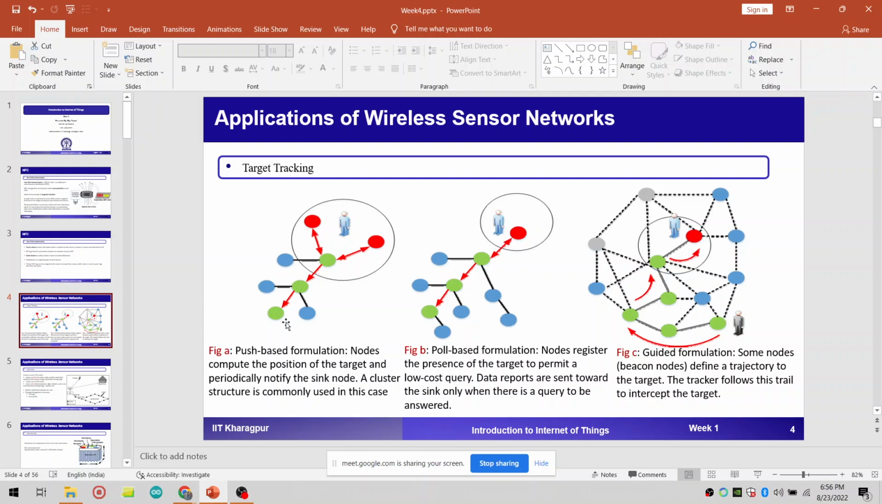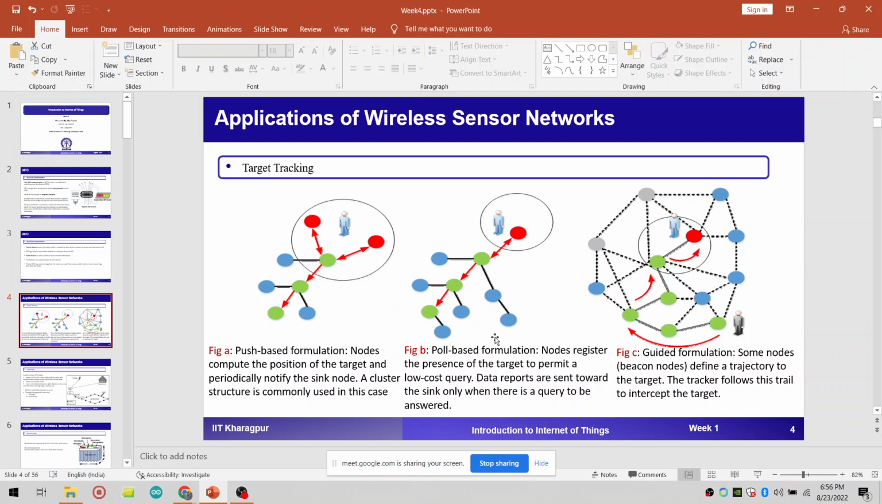However, in case of your poll-based formulation, these sensors are not going to send the data directly to the sink node. They are going to send the data whenever your sink node requests that data from those sensors, right? Those sensors register the presence of the target, store that in their storage, and whenever your sink node asks for the data, only then they will send the data to the sink node. Similarly, some analysis will be done and the position of the target will be detected. These two are clear?